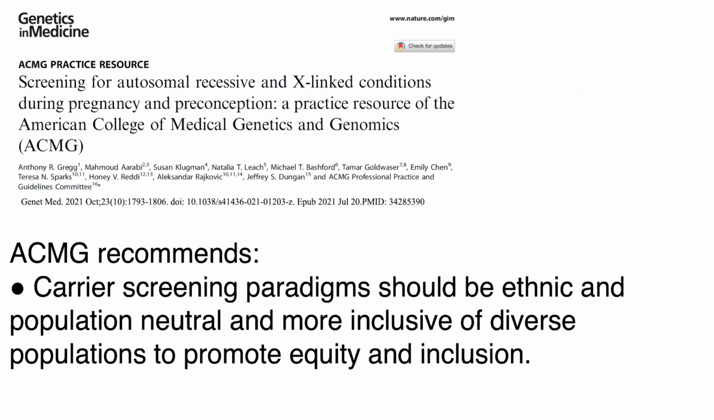So all of these indications, as Nathan Slotnick and Neil and I were thinking about this about the same time, this practice guideline came out from Genetics in Medicine, Gregg et al., where they basically said, look, carrier screening paradigms should be ethnic and population neutral, and more inclusive of diverse populations to promote equity and inclusion. Now, I'm going to get into more detail about what that means.